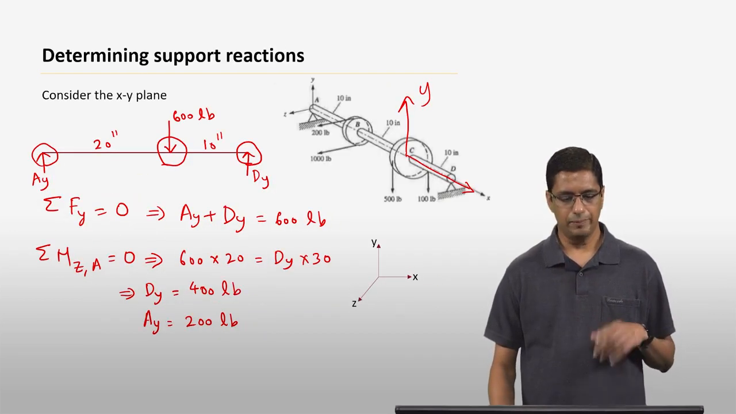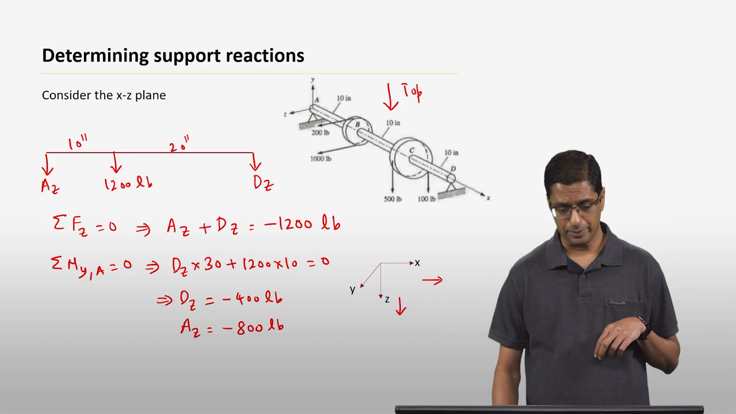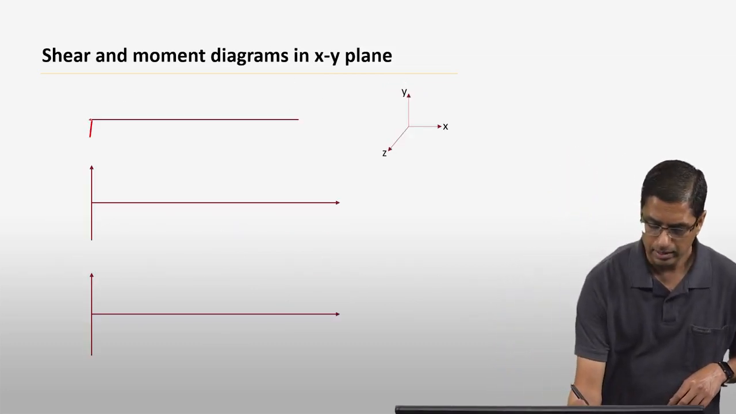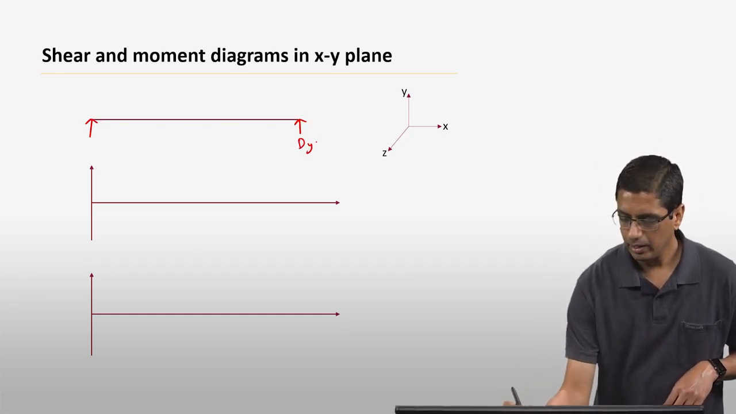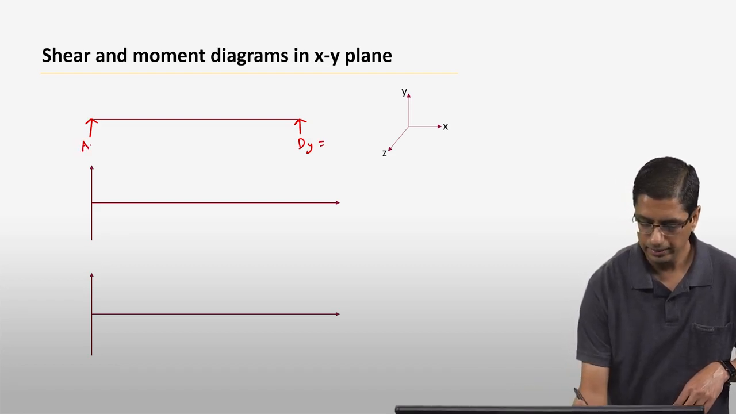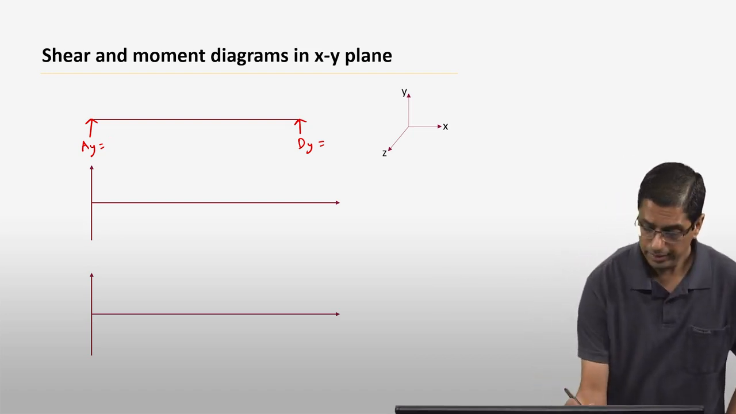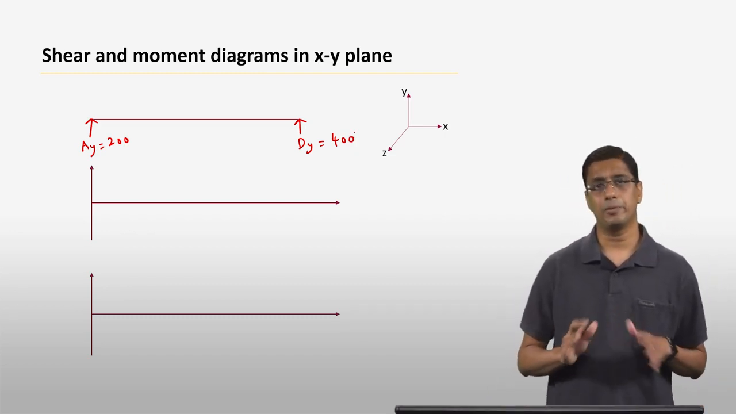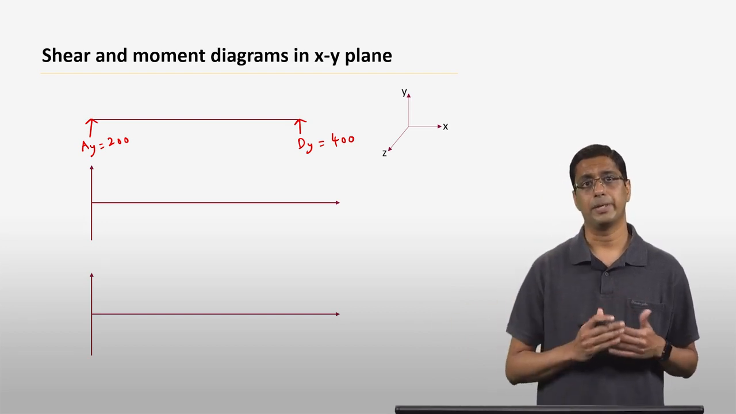So just to go back, we found that the reactions AY and DY to be equal to 200 pounds and 400 pounds here. So I'm going to use those values for this particular construction of the shear and moment diagram. So this is DY, and that is AY, and AY is 200, and DY is 400, and everything's in pounds. And we are using the same coordinate system that we started with. X is pointing to the right, Y is pointing upwards, and Z is pointing out of the plane.